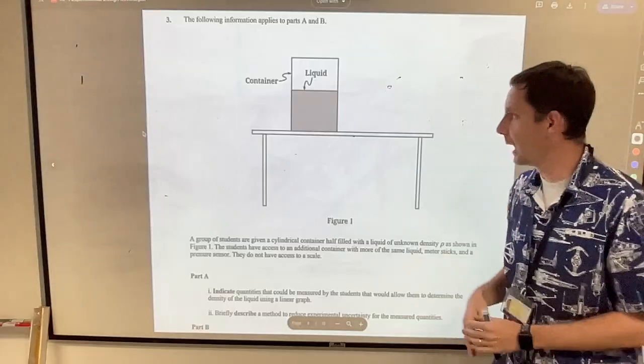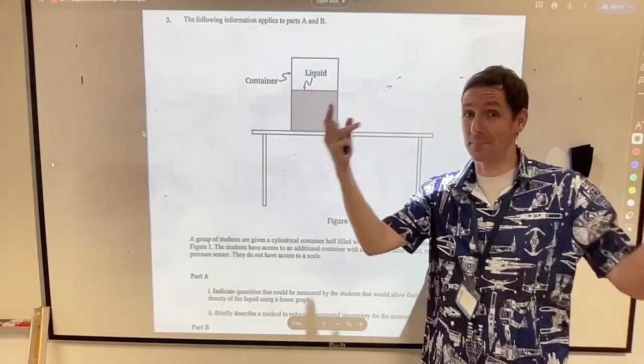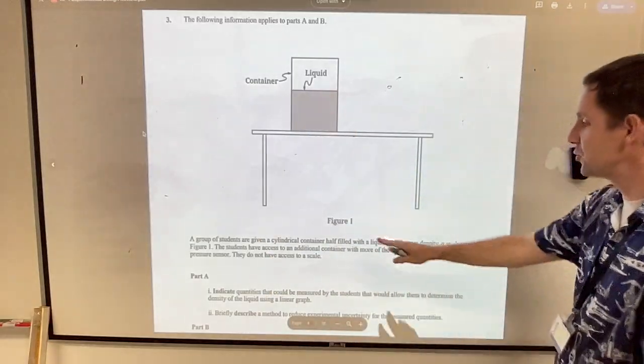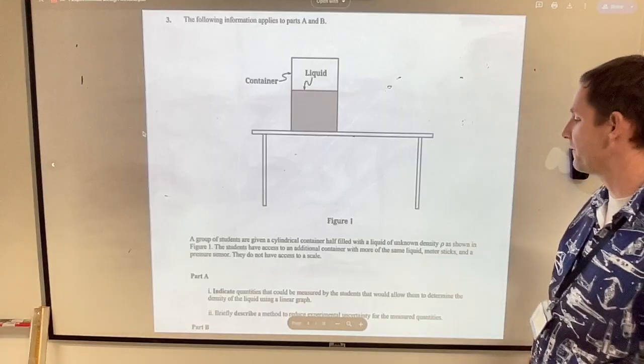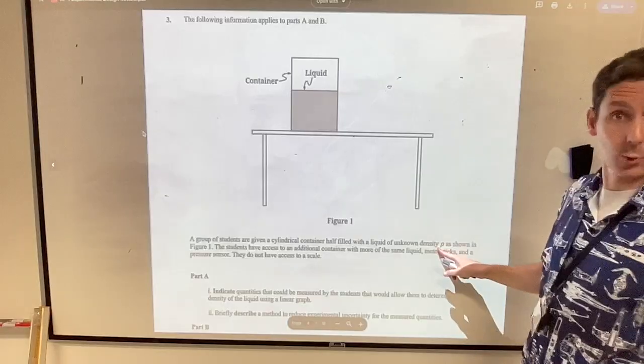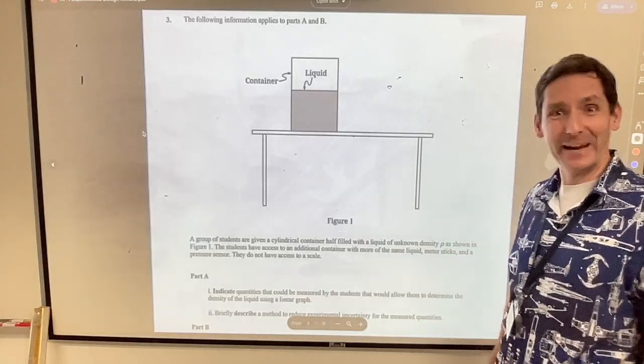So, group of students, this should be near and dear to your hearts. We just wrapped up fluid mechanics, so we've got a fluids question here. A group of students is given a cylindrical container half filled with a liquid of unknown density, as shown. Unknown density? Guess what we're going to do in this question? Something's unknown. We're going to know it, right?